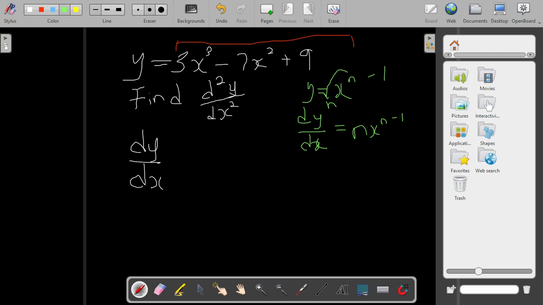So the dy/dx of this will be: 3 comes down, that will be 3 times 3, x to the power 3 minus 1, then minus 7x, the power 1 comes down to meet 7, that's 1 times 7, x to the power 1 minus 1.